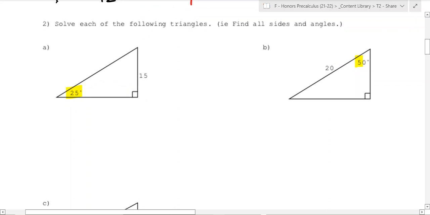So let's do one of them. Solve each of the following triangles. What do I need to do first? How do I go about doing this? Anybody remember what I did in the video to do this first one? Yeah, Sophie. Find the other angle. Exactly. How do you figure out the other angle? We'll call this alpha.